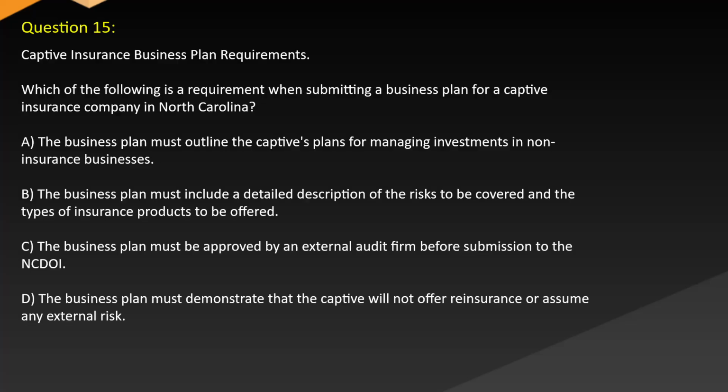Question 15. Captive Insurance Business Plan Requirements. Which of the following is a requirement when submitting a business plan for a captive insurance company in North Carolina? A. The business plan must outline the captive's plans for managing investments in non-insurance businesses. B. The business plan must include a detailed description of the risks to be covered and the types of insurance products to be offered. C. The business plan must be approved by an external audit firm before submission to the NCDOI. D. The business plan must demonstrate that the captive will not offer reinsurance or assume any external risk.